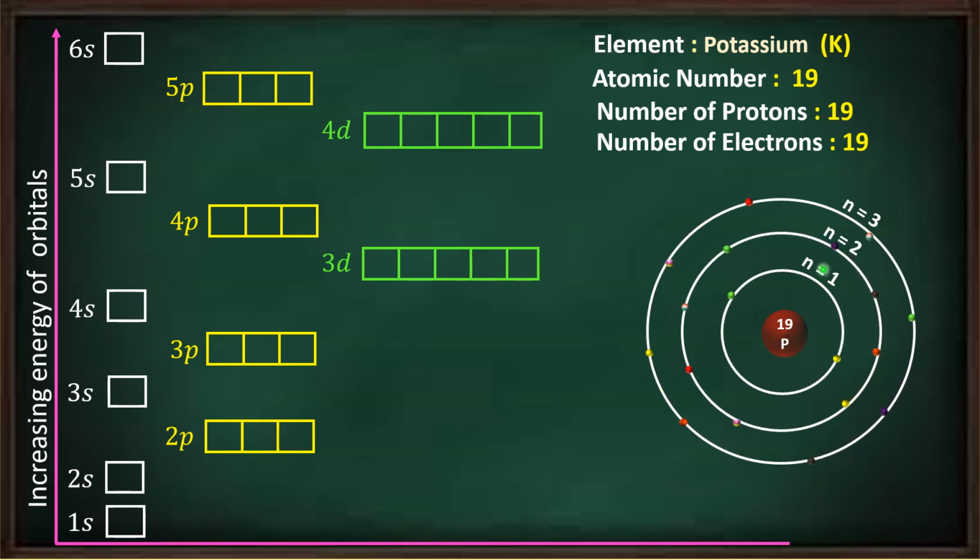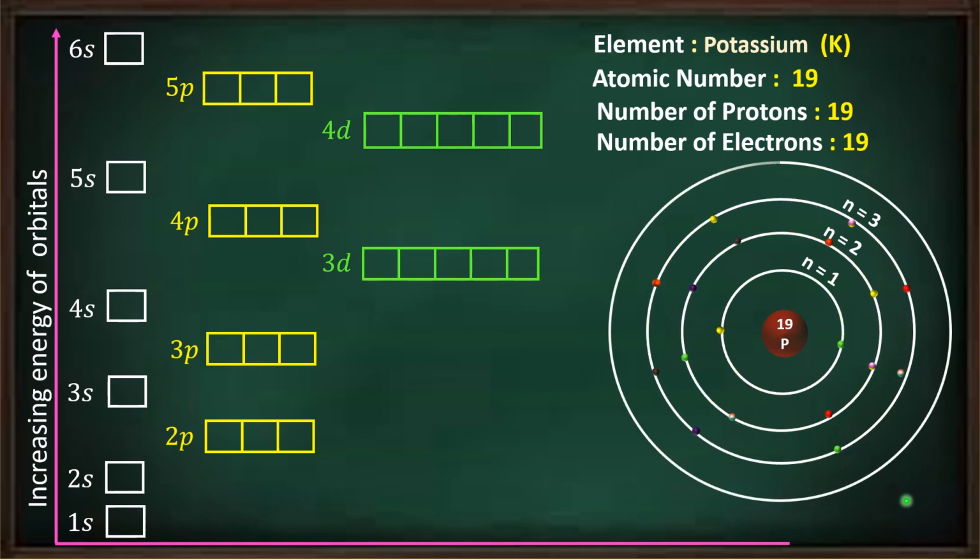Okay, so actually third orbit can accommodate a maximum of 18 electrons, but here 8 electrons have completely occupied the third orbit. So next, the 19th electron revolves in the fourth orbit, n equal to 4, because 4s orbital is there in the fourth orbit. So totally 19 electrons are there to fill.